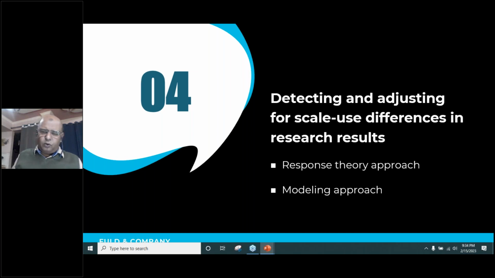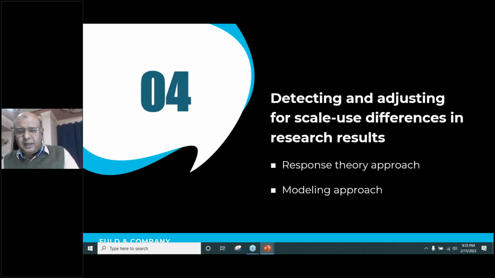We will move forward and discuss scale use bias, having discussed difficulties in measurement due to cultural differences arising from substantive differences in that culture, including the use of different reference points, which is related to long-term memory and the experience of the individual in terms of her social milieu.